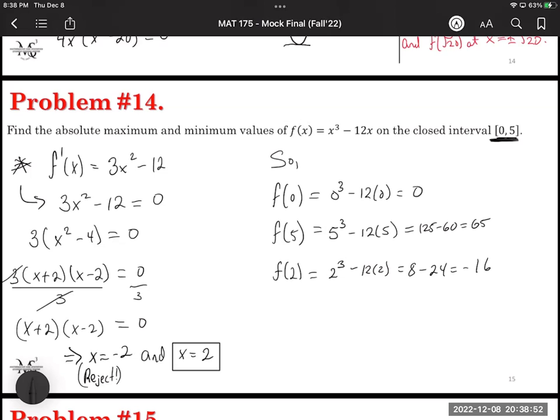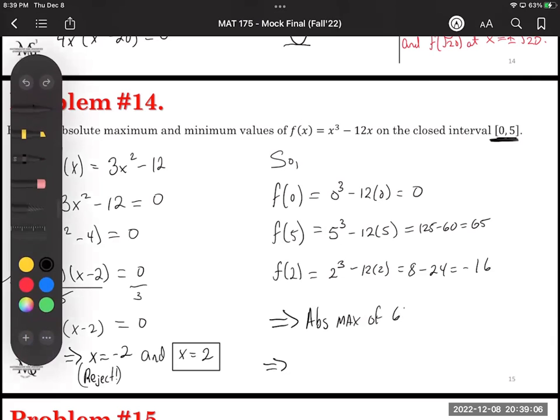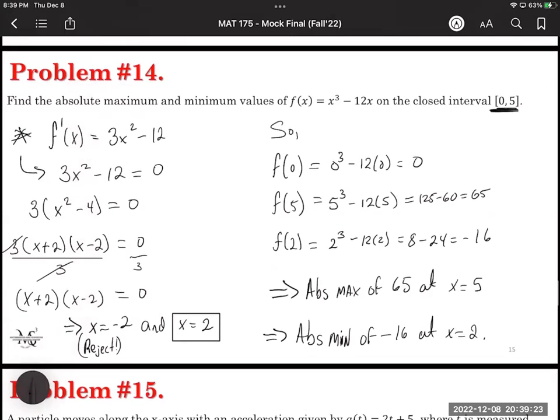And now you do your comparisons. Which one is the absolute max? 65. So we say absolute max of 65, oh, my bad, at x equals 5. And then you have an absolute minimum of -16 at x equals 2. That's the minimum. And that's it. Questions?